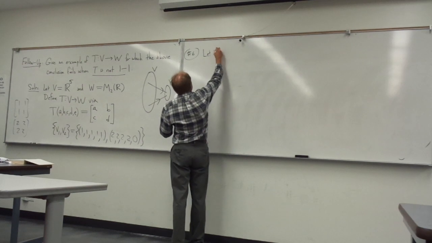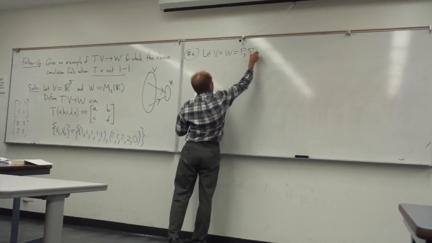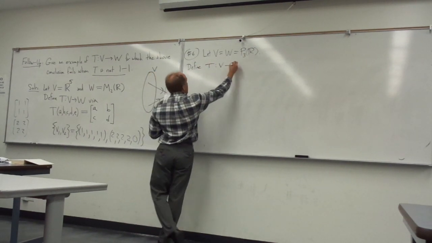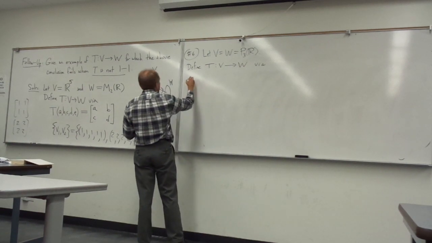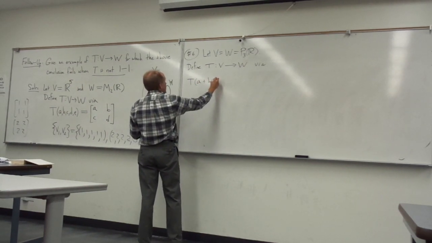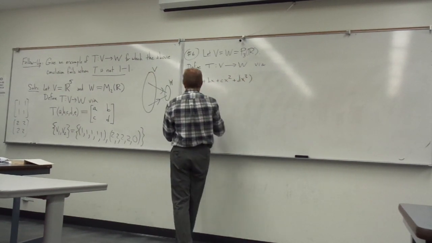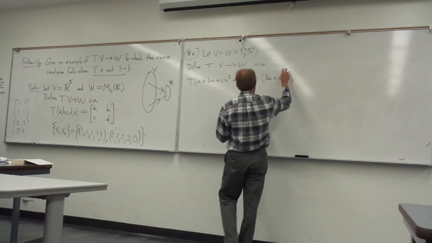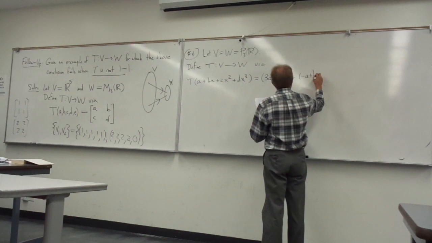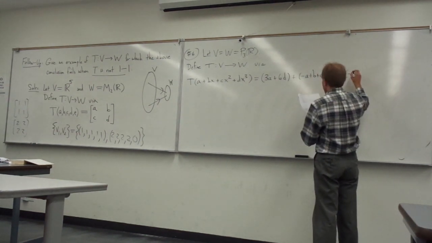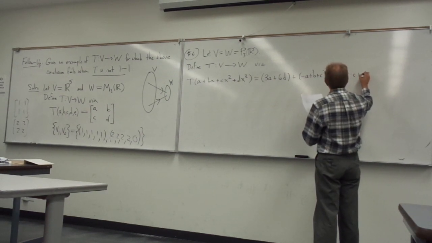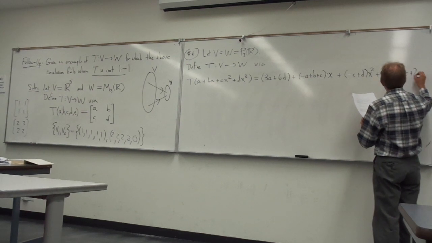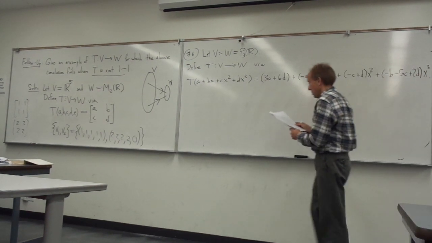So I'm going to let V equal W equal P3 of R. And I'm going to define T from V to W via T of a plus bx plus cx squared plus dx cubed is going to be equal to 3a plus 6d, plus negative a plus b plus c times x, plus negative c plus d times x squared, and then plus negative b minus 5c plus 2d times x cubed.